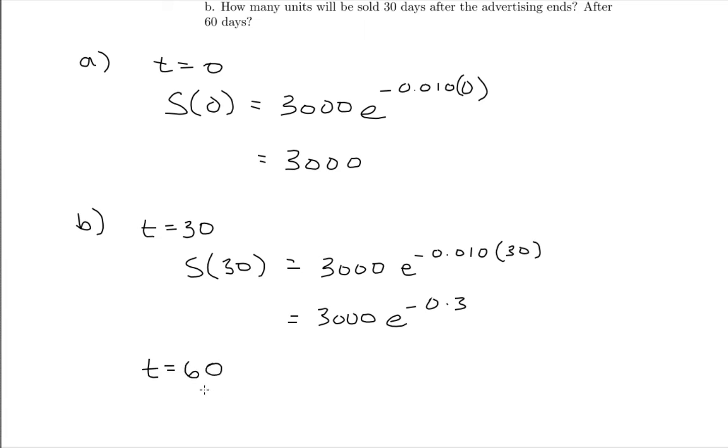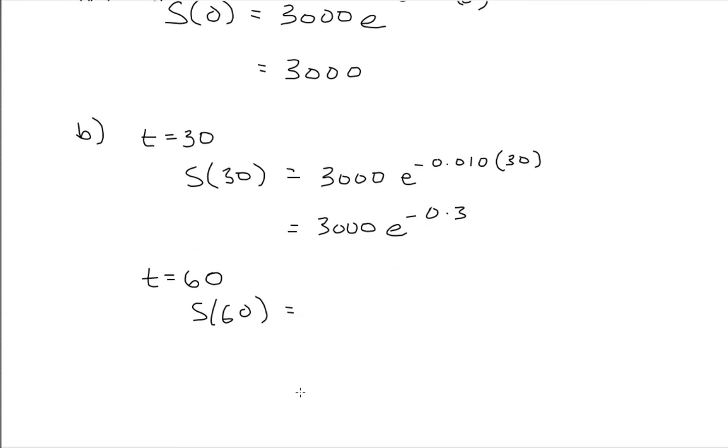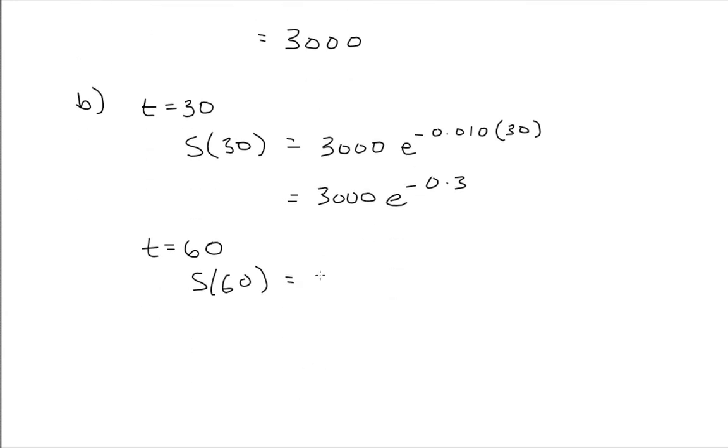t equals 60. In this case, we plug 60 into our equation, since we're looking for what's happening 60 days after the advertising campaign ends. We plug it into the same formula, 3000 e to the negative 0.010 times 60, and then we can simplify that. That's 3000 e to the negative 60 times 0.010, which is negative 0.6. And again, this is the most accurate answer. Of course, if you want a decimal answer, you can plug this into your calculator or computer and it can give you one, but this is the most exact.